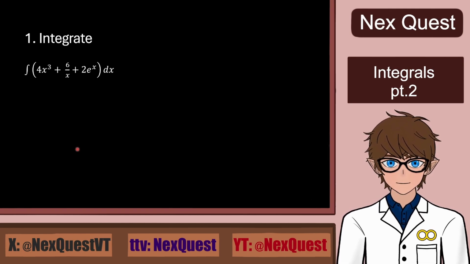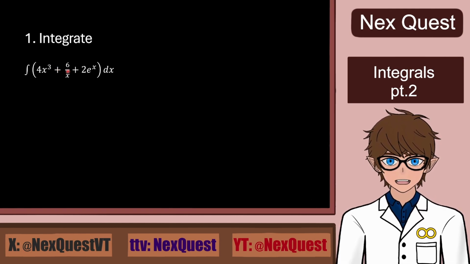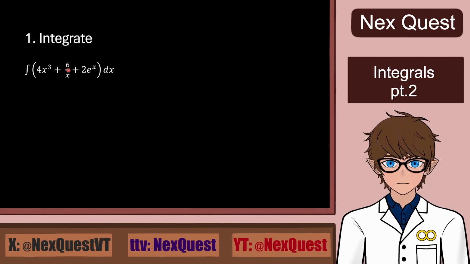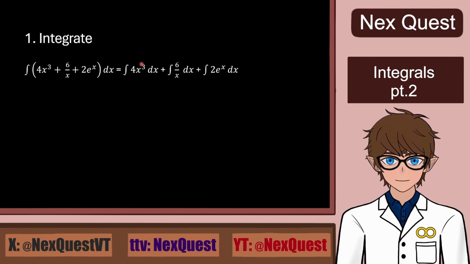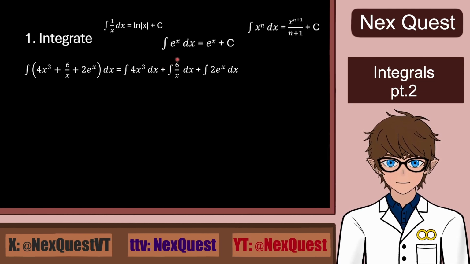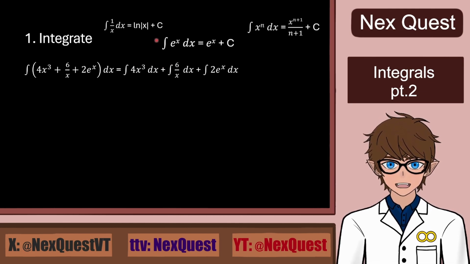So our problem is a three-term chain. So three different functions added together. So let's use the sum rule and break this into a sum of three integrals. Now let's get our table for each of them. So they're in a funky order.